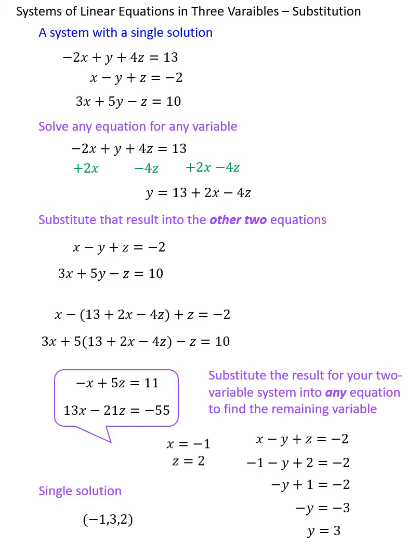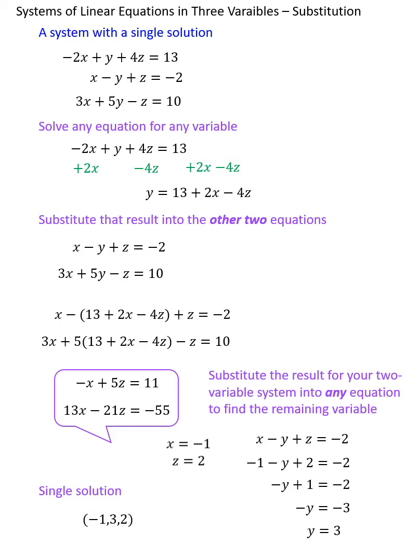Now, if you watched video 1, you may recall that there are three types of results that we can get when solving a system of equations in three variables. One is a single solution, as we see here, and the other two possibilities you may recall are no solution or infinitely many solutions.